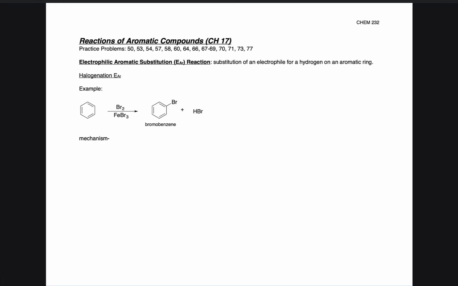So in chapter 17, we're going to be talking about reactions of aromatic compounds, and we spent chapter 16 talking about aromatic compounds in general, and here we're going to be looking at reactions of them, primarily with just benzene. So these reactions are called electrophilic aromatic substitution reactions, or EAS reactions, and they all involve substituting an electrophile for a hydrogen on an aromatic ring.